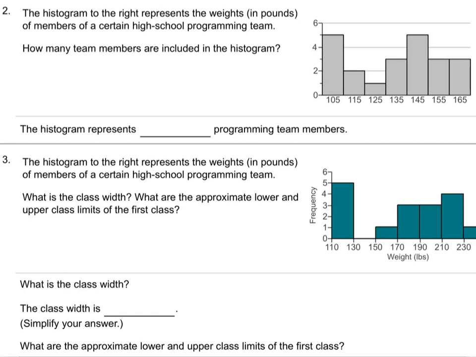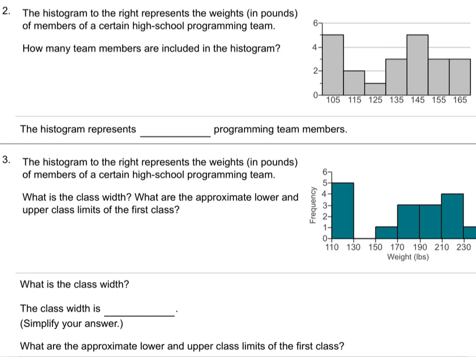So number 2. Histogram. The histogram to the right represents the weight in pounds of members of a certain high school programming team. How many team members are included in the histogram? So, I don't understand. Oh, these are the weights. I was confused, thinking they weigh 5 pounds. Okay, 105 pounds. 5 people weigh 105 pounds. I'm with it now. You good?